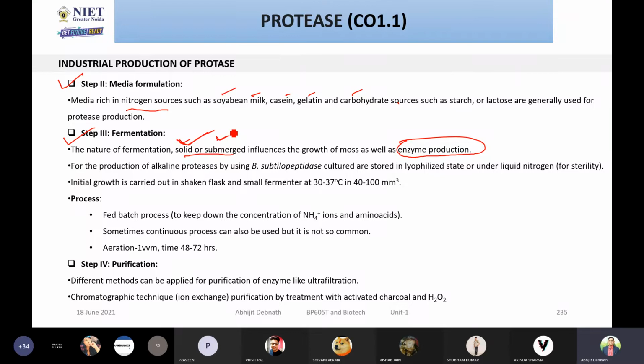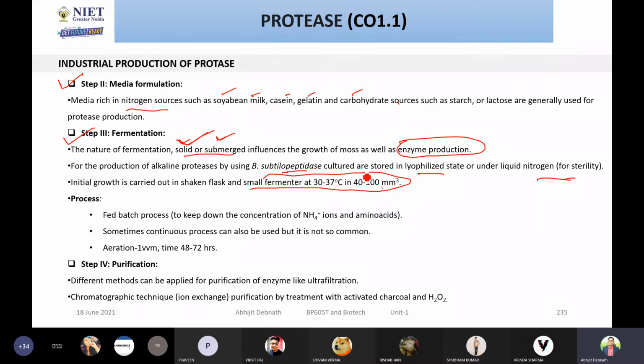So for the production of the alkaline protease, the Bacillus subtilis cultures are stored in a lyophilized state, or under liquid nitrogen, for sterility. Initial growth will be carried out in shake flasks and then in a small fermenter, at a particular temperature.